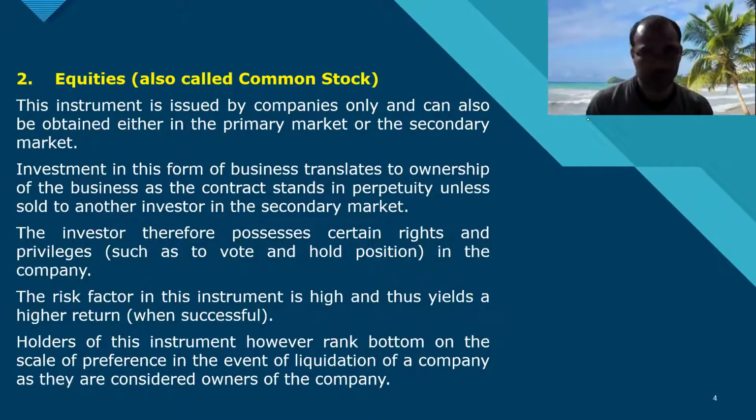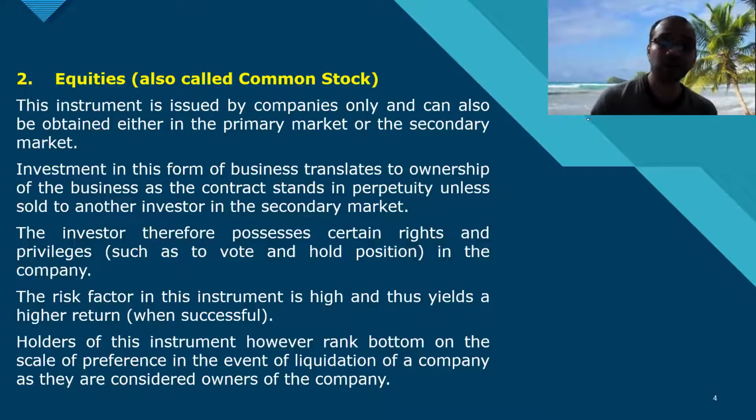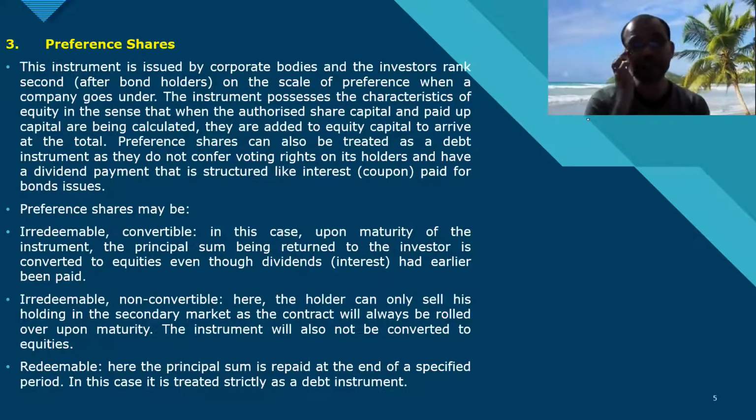But we can't always predict it to be the same. Holders of such instruments, however, rank bottom on the scale of preference in the event of liquidation of the company, as they are considered the owners of the company. The third one is preference shares. Such instruments are issued by corporate bodies and the investors rank second after bondholders on the scale of preference when a company goes under.